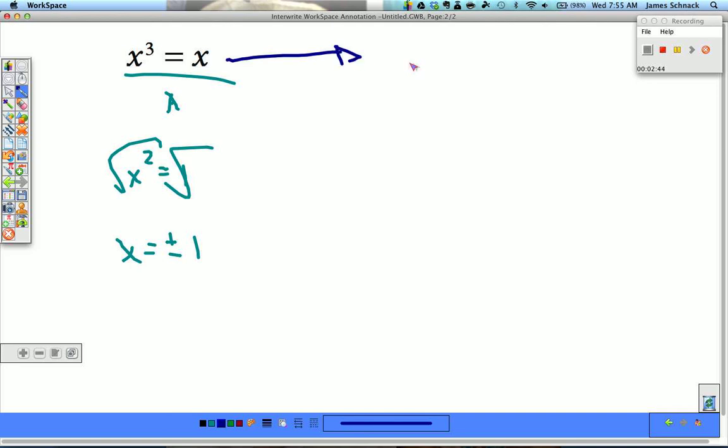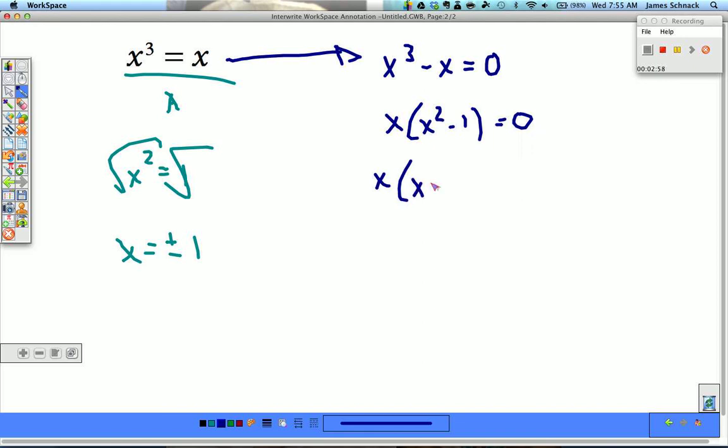What we should do is rewrite it as x cubed minus x equals 0. And then factor. Both terms have an x, I can pull that out. Now we have a difference of squares, I can factor a little bit more. So either x equals 0, x equals negative 1, or x equals positive 1.